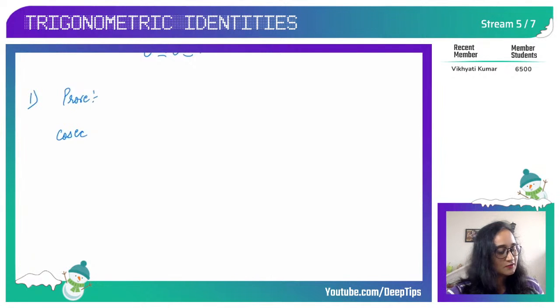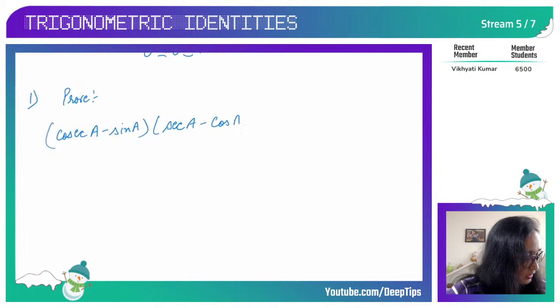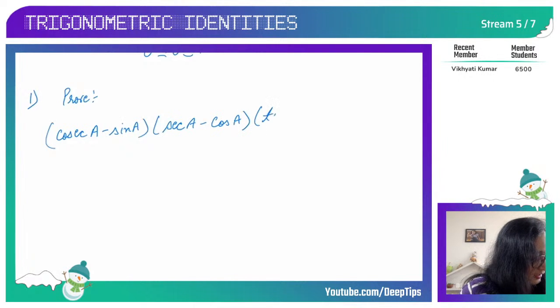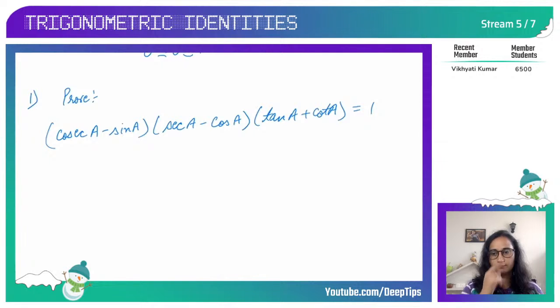Okay children, so here we have the first question which says (cosecant A minus sine A) into (secant A minus cos A) into (tan A plus cot A) equals 1. So we have to prove this question.